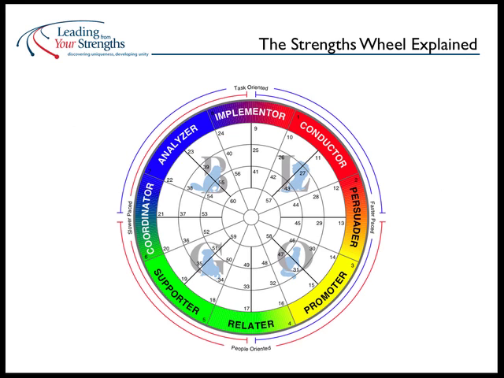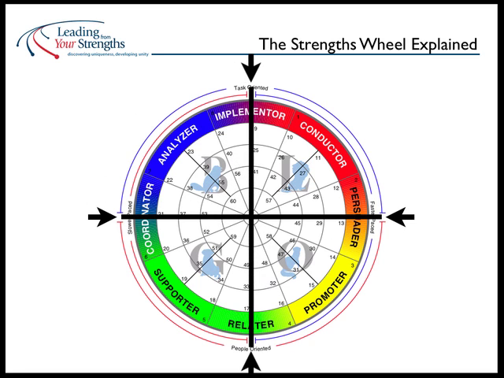The strengths wheel, I'm going to try and explain it in a couple of different ways. The first is that the strengths wheel is actually divided east and west, and it's also divided north and south. So by taking a look at the wheel, it actually forms 4 large pies divided into 8 smaller pies, and we'll talk a little bit about what each of those mean.